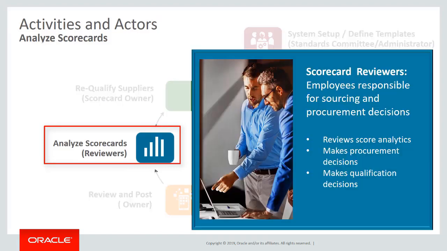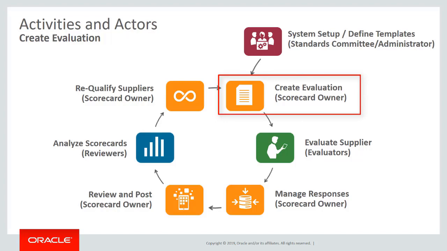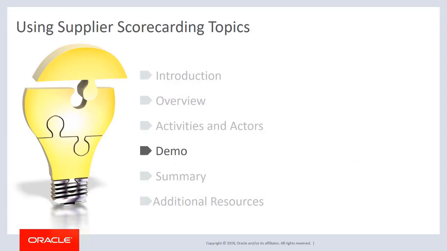Scorecard reviewers review scoring analytics and make important strategic decisions such as whether to take remedial action or requalify the supplier for contract renewal. Supplier performance management is a continuous process. Scorecard owners work with key stakeholders to review the qualification data and identify suppliers for re-evaluation. The evaluation process repeats again for the next evaluation period. In this next section, we'll provide an in-depth demo covering the major activities of the supplier scorecarding process.